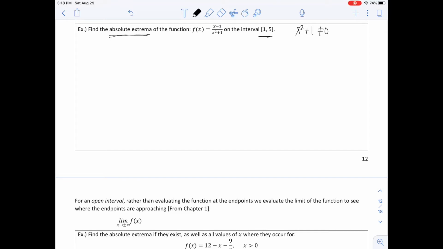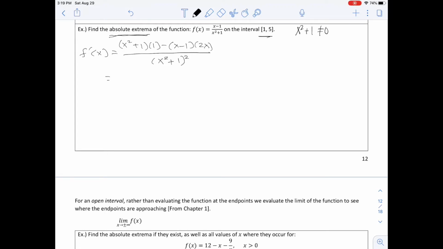And our wording of absolute extrema means you need to find your absolute max and your absolute min. So in order to do this, we need to find a derivative first. So taking the derivative of our function requires us to use the quotient rule, which is the denominator times the derivative of the numerator minus the numerator times the derivative of the denominator, all divided by the denominator squared. And again, that was discussed in the previous chapter. And definitely go back and make sure you know the derivative rules very well.